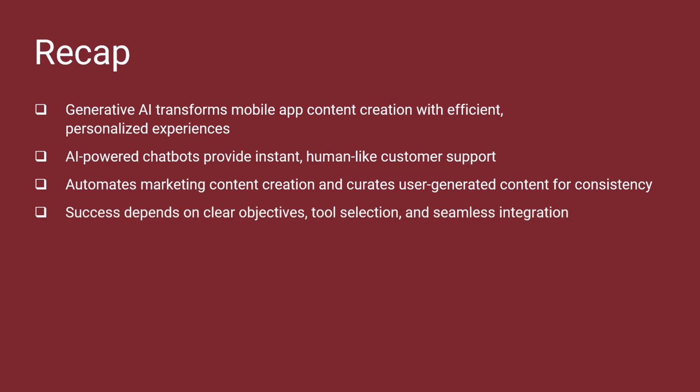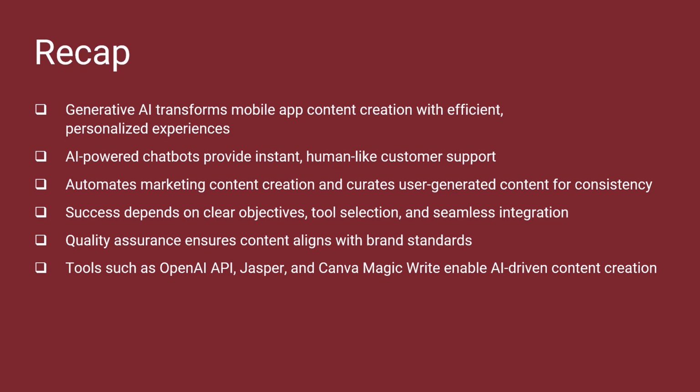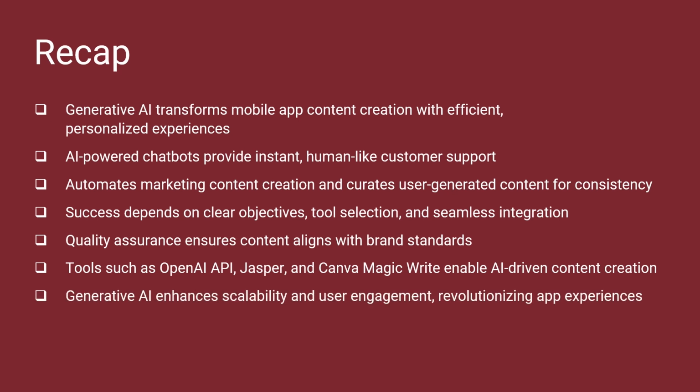We explored how defining clear objectives, selecting the right tools, and integrating them into app architecture are crucial for successful implementation. You discovered the importance of quality assurance in maintaining brand alignment and learned about tools such as OpenAI API, Jasper, and Canva Magic Write that make AI-driven content creation accessible. Finally, we discussed how generative AI empowers apps to deliver tailored, scalable, and impactful content, transforming the user experience.